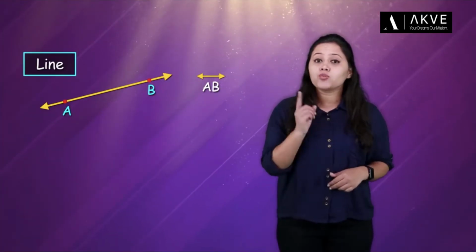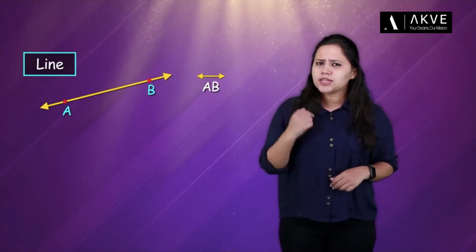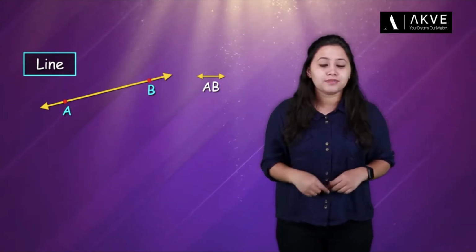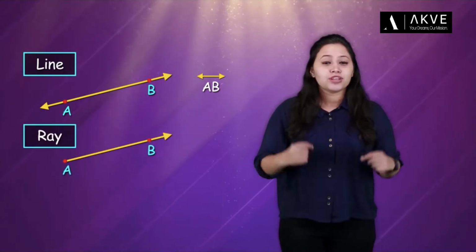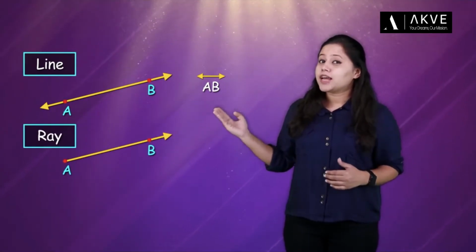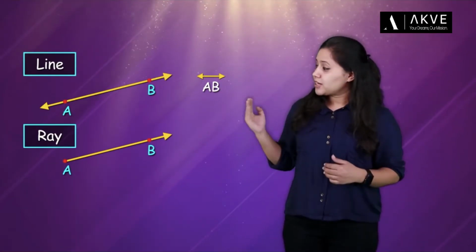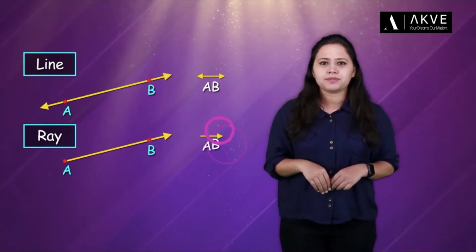And what if we replace one of the arrows, say A, with a fixed point? What do we get? Correct, a ray. So, a ray extends endlessly in only one direction. We represent the ray AB like this.